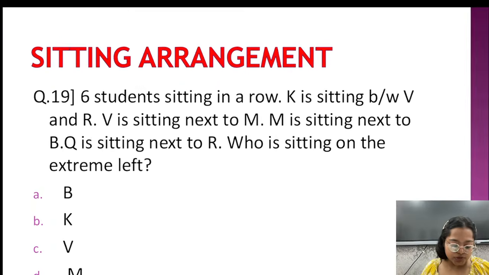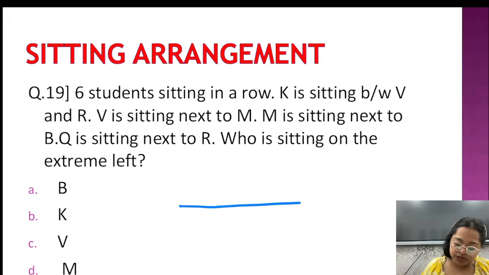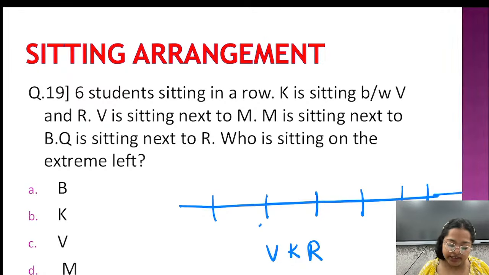Okay, so one question also, sitting arrangement. 6 students in a row. 1, 2, 3, 4, 5, 6. K is sitting between V and R. Okay. V is sitting next to M. M is sitting next to B. Q is sitting next to R. Who is sitting on the extreme left?